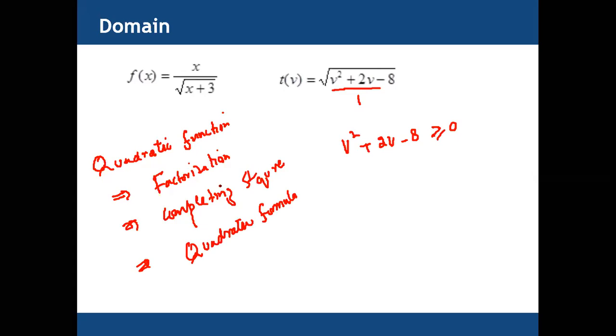So these three methods: factorization, completing the square, and the quadratic formula. First, you can try factorization if possible, and then solve with the help of factorization. Same method: if we call the first coefficient A, the second one B, and the last one C, then we need A multiplied by C.